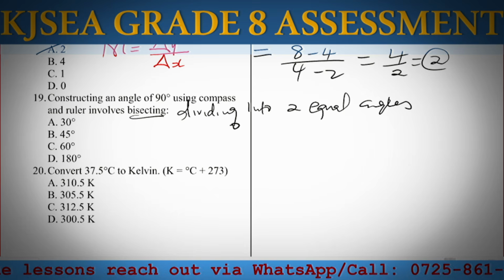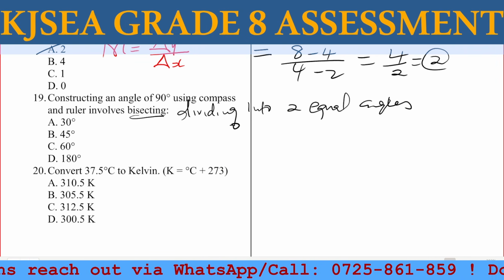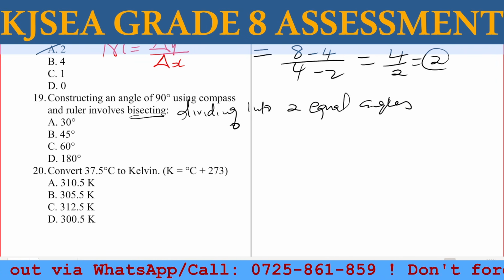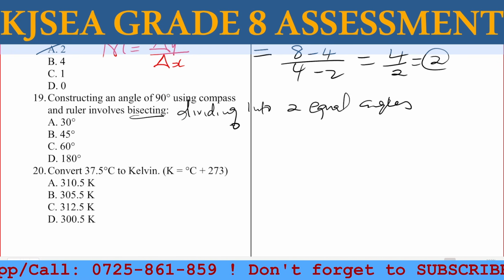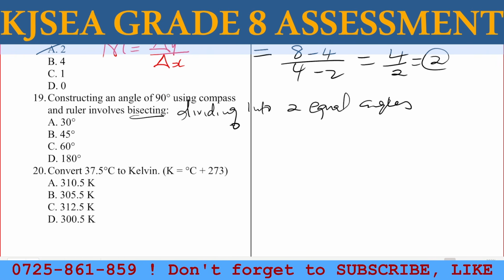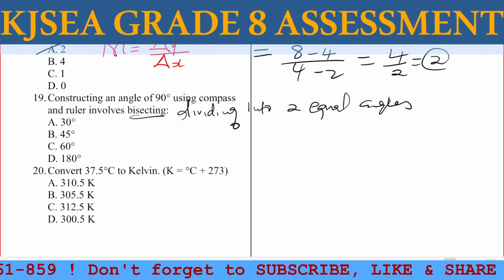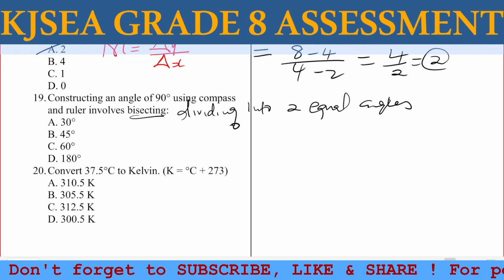So if you're bisecting, if you're constructing an angle of 90, which angle do you need to divide by 2? You need to divide a certain angle by 2 in order to get 90 degrees. So when you look at 30, when you divide 30 by 2, that one is out.